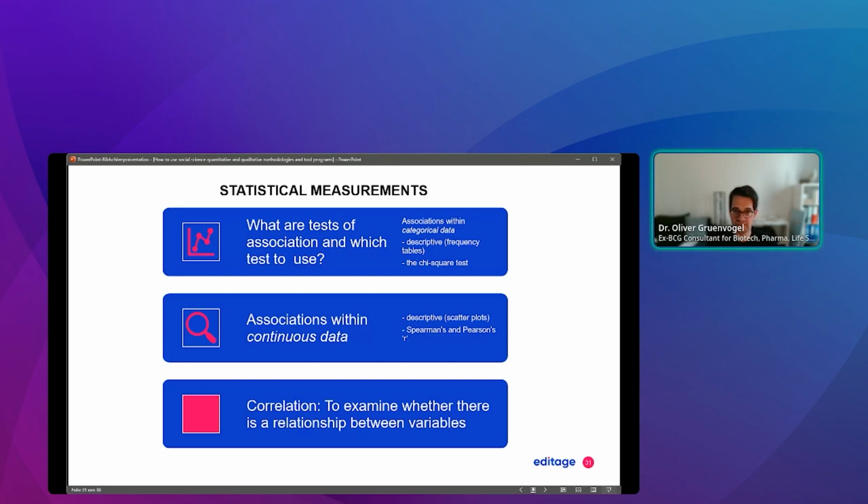So for categorical data, there's quite a few descriptive statistics, typically comes down to frequency tables, and a very commonly used test here is the chi-square test. For continuous data on the descriptive side, you'd rather use something different. You'd use something like scatter plots, because they can show this continuous nature of the data that's underlying it. The typical tests used here are Spearman's or Pearson's R-test. And the test is always there to determine correlation, to examine whether there is a relationship between variables or if there is not.